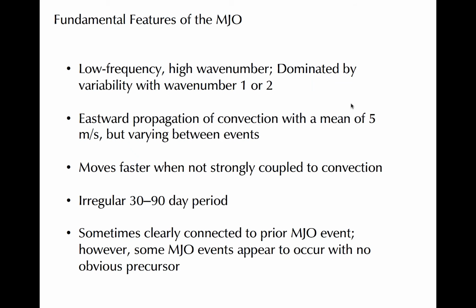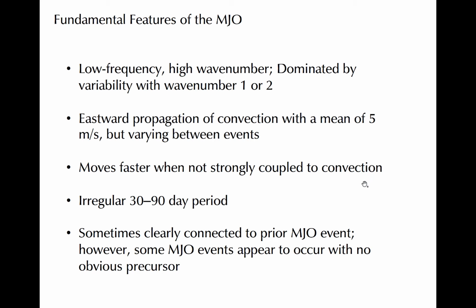The fundamental features of convection associated with the MJO are listed here. The MJO is large in spatial scale. The circulation anomaly of the MJO projects strongly onto wave numbers 1 and 2. The convection in the MJO propagates only eastward and with a mean motion of about 5 meters per second, although the circulation signal can move much faster when not strongly coupled to convection over the Indo-Pacific worm pool.